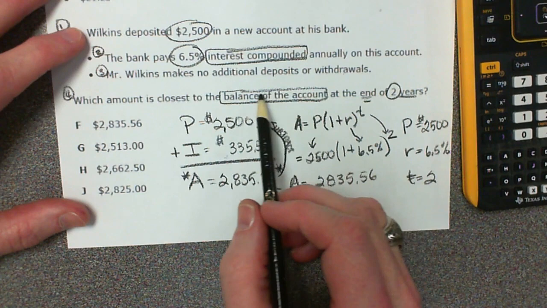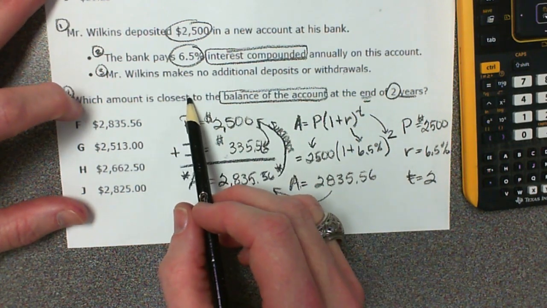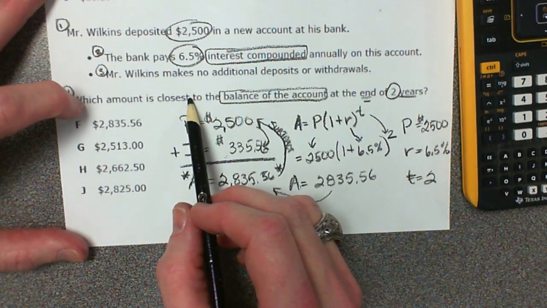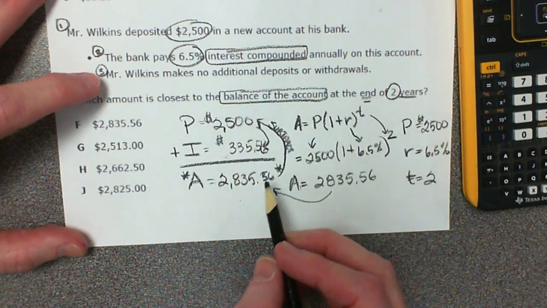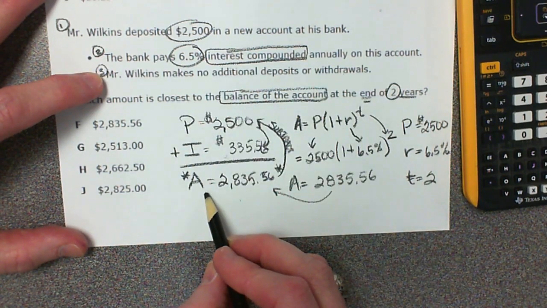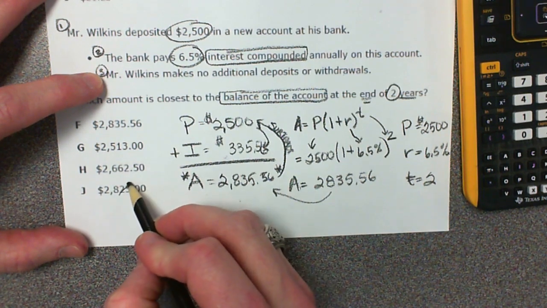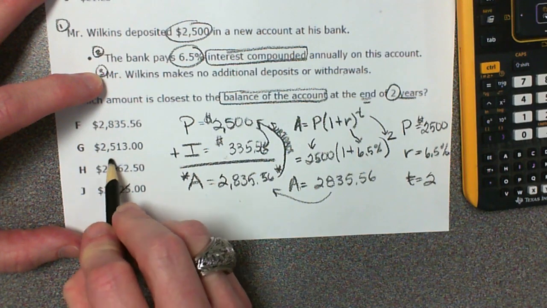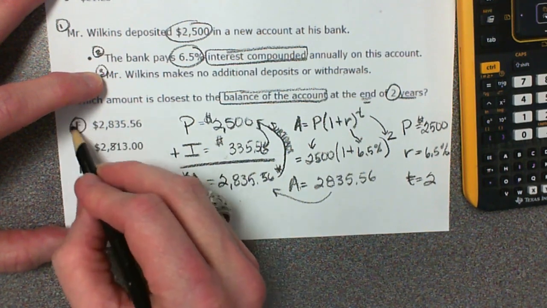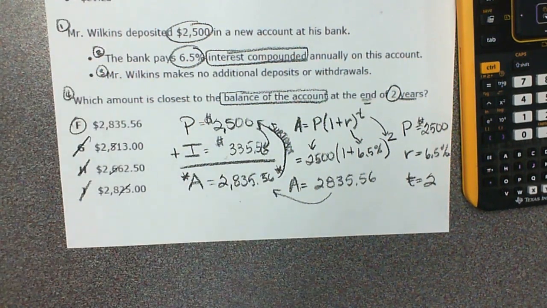But in this case, since we started with the sentence with the question mark, we need to get back to that. What is the overall account balance at the end of the 2 years? It is capital A. This number does not work. This number does not work. This number does not work. It is 2,835.56. The correct answer is F.